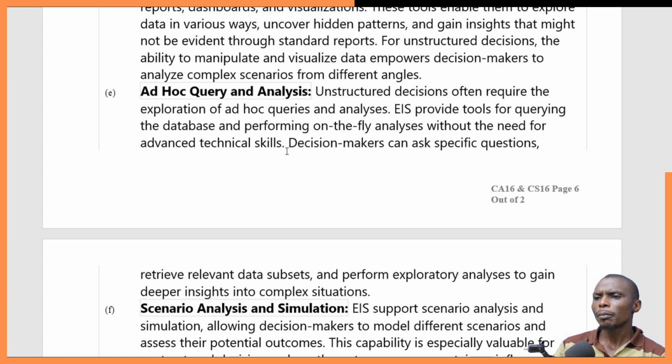Then the third one we had is ad hoc query and analysis. Unstructured decision making often requires the exploration of ad hoc queries and analysis. So this tool is very important. It provides a platform for querying the database and performing on-the-fly analysis without the need for advanced technical skill. So it can analyze a particular situation based on a particular criteria, for example, by asking a particular question.